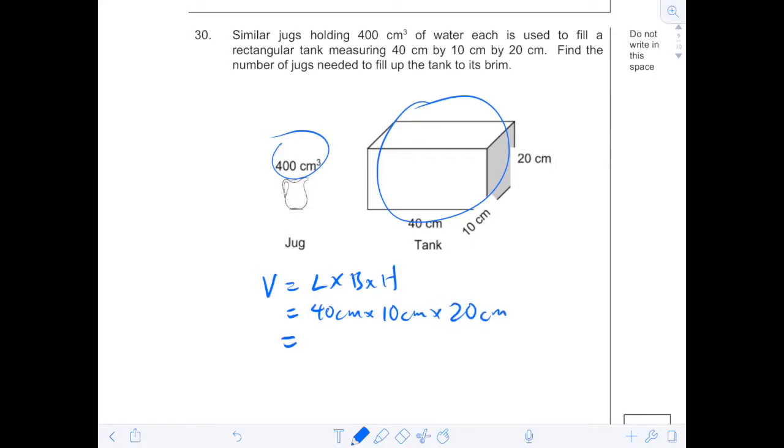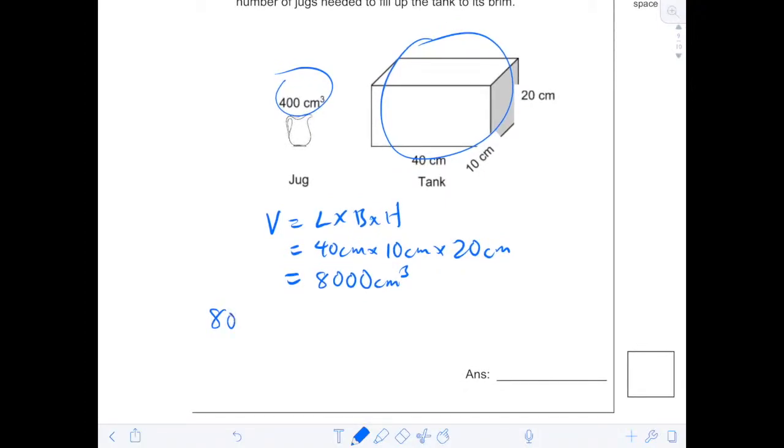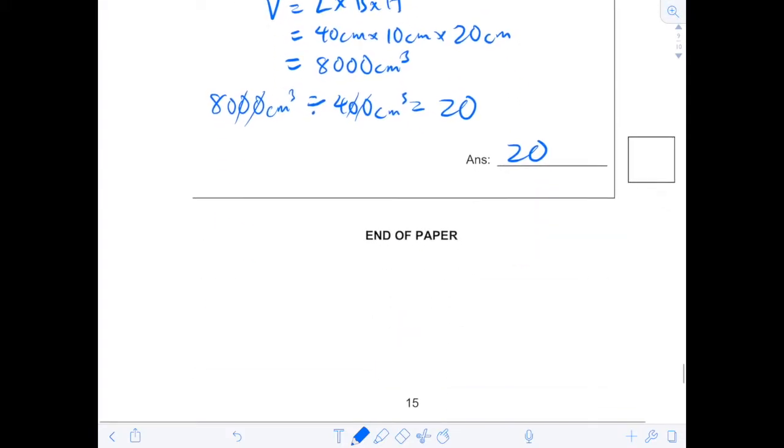Okay, so the final answer that you get here is 8,000 cubic cm. Okay, now from here all you need to do is just take this 8,000 cubic cm divided by what the jug has, 400 cubic cm, and cancel off the zeros first. 80 divided by 4, you get 20. So the answer should be 20 jugs. Okay, that's all for this.